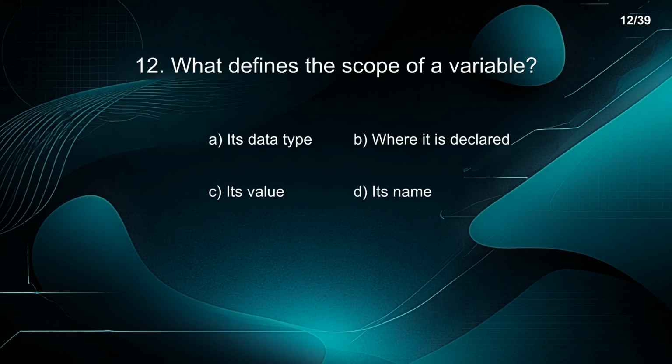12th question. What defines the scope of a variable? A. Its data type. B. Where it is declared. C. Its value. D. Its name. Correct answer is B. Where it is declared.